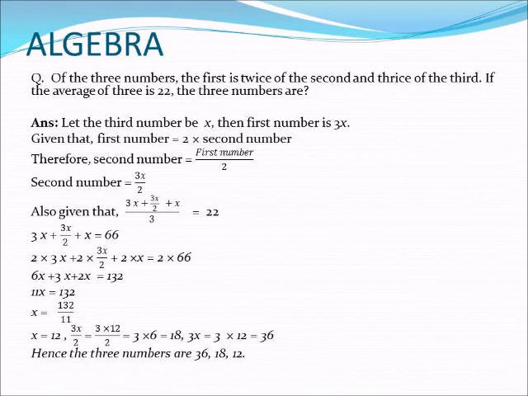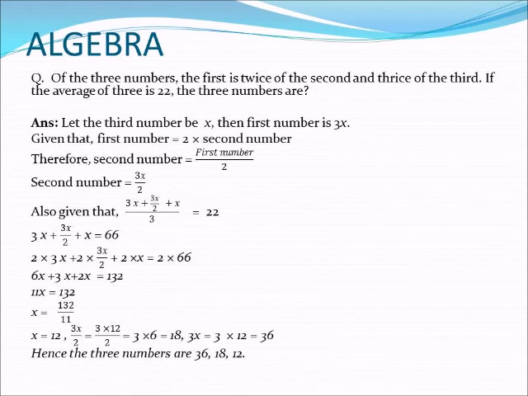There is given some relationship between the three numbers. First is twice of the second and thrice of the third. So first is connected with the second number and third number. Then in this question, we take the third number as x. Let the third number be x. Then what will be the first number? If the third number is x, then first number is thrice of the third, means 3x.